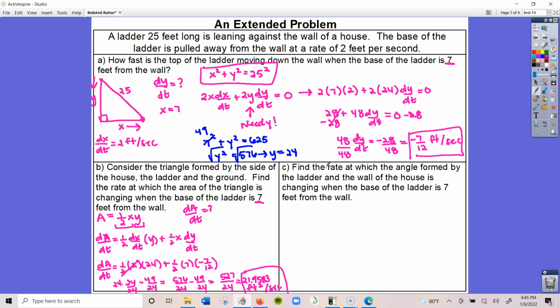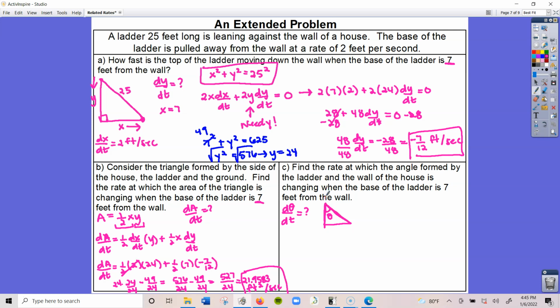Last one here, it says, find the rate at which the angle formed by the ladder and the wall of the house is changing. So we're looking for d theta/dt when the base of the ladder is 7 feet from the wall. So at the exact same moment, I can use my same exact triangle. Just so you understand what angle they're talking about, if this is my triangle, and this is my ladder, and the wall, then this is theta, because that's the angle between the ladder and the wall.